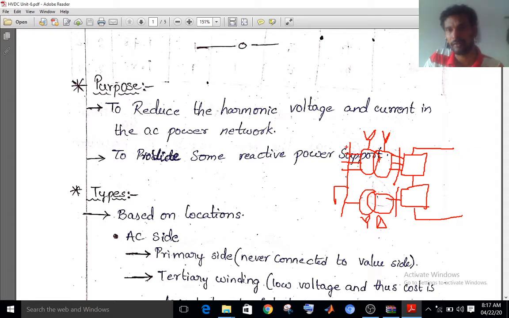On the AC side, the harmonics are in the current waveform, and on the DC side, the harmonics are in the voltage waveform. The DC filters will be connected here in shunt with the DC link.